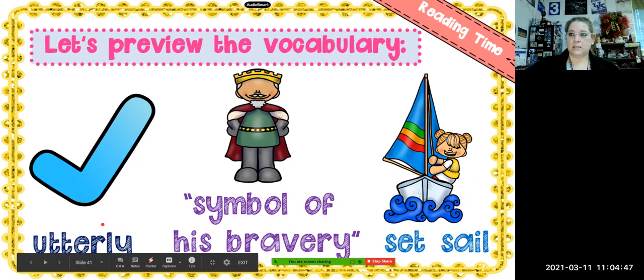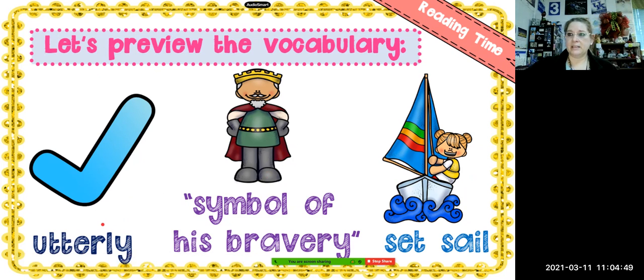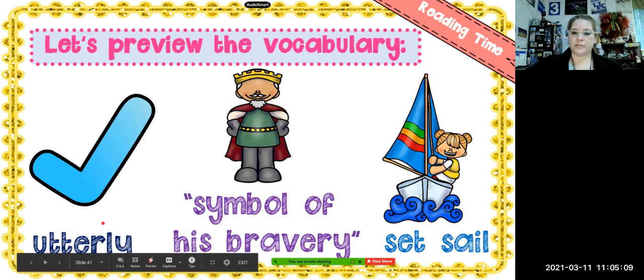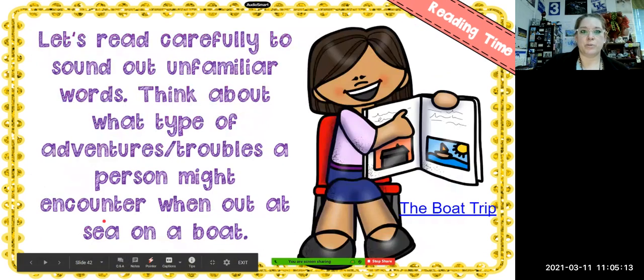We had some vocabulary in today's story. We had the word utterly, which means absolutely or completely. We had the phrase symbol of his bravery, which in this story was the large red robe that represented and showed everyone how brave Sir Gus was. And set sail means to travel by boat.